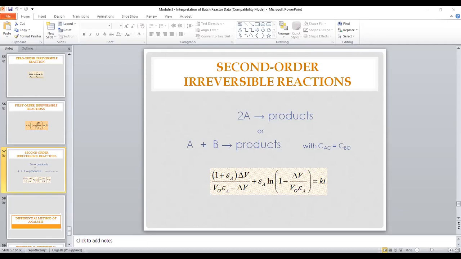Then it talks about the determination of the activation energy and all. A short discussion on that.